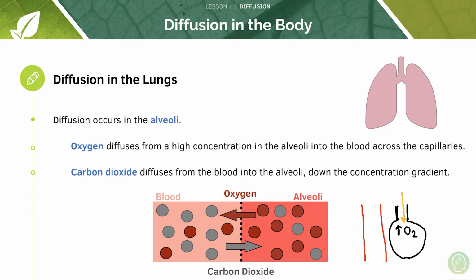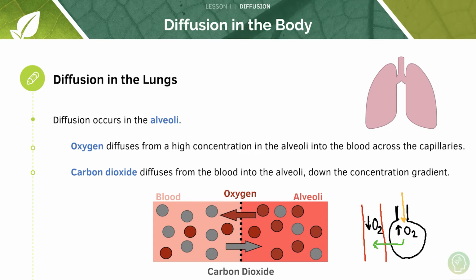So our high oxygen in the environment is going to go into there. We've got low oxygen returning to the lungs. So therefore, we are going to have oxygen diffusing from the alveoli into the blood across the capillaries. And that's brilliant because that is exactly what we need to happen. We need this oxygen to diffuse across down its concentration gradient.